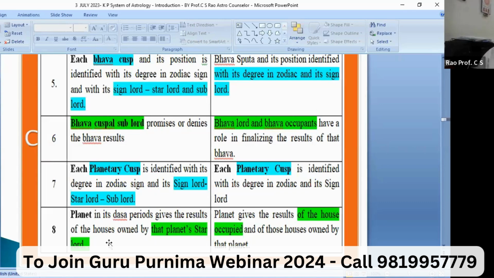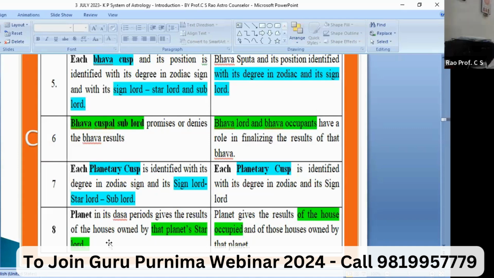We have to see that star lord, owning what houses, where that star lord is posited or occupied, and what its ownership is. Those results are given by the planet's dasha. Shukra in its dasha period gives the results of its star lord's occupation bhava and then owning bhava. First occupation bhava results, then ownership bhava results. That is how the planetary periods, dasha period results are decided in the KP system.